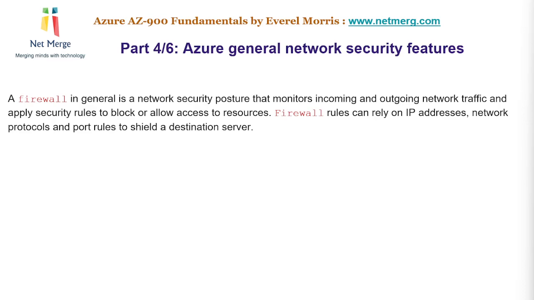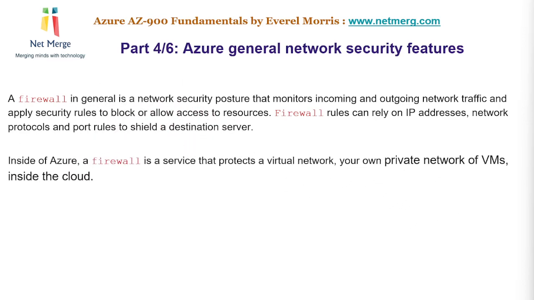Now, firewall, we talk about this when I mentioned it briefly in the security posture or the security layer. Well, a firewall in general is a part of the network security posture that monitors incoming and outgoing network traffic and applies security rules to block or allow resources through the firewall. So it either denies or allows access. Firewall rules can rely on IP addresses, network protocols, and port rules to shield a destination server from external threats. So that is a firewall.